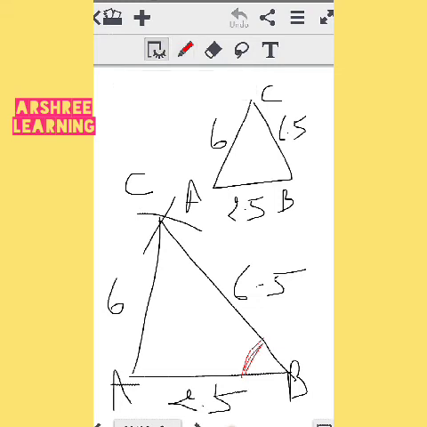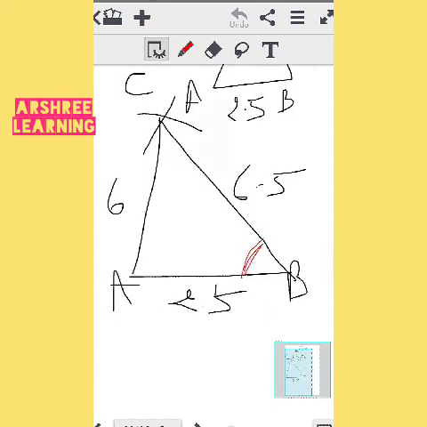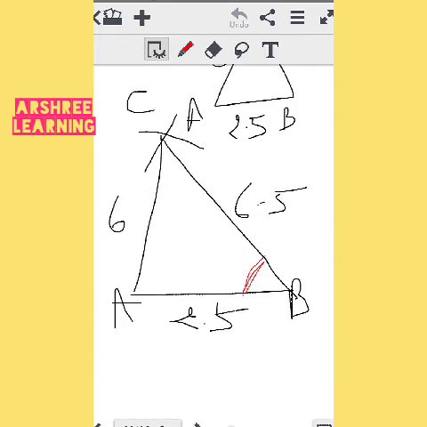In this question the steps of construction you will write: draw line AB is equal to 2.5 centimeter. This will be the first step. Second step, cut arc AC is equal to 6 centimeter. Third step, you can write cut arc BC is equal to 6.5 centimeter and join AC and CB, triangle ABC is formed. In the last step you will write the answer. Angle B is equal to whatever degree you get, that will be your answer.